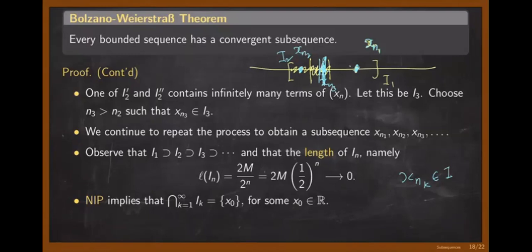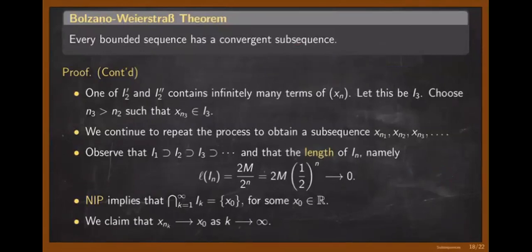So that's what we are going to do next. We now claim that xnk converges to x naught as k approaches infinity. If we are able to do this, we are done, because from a bounded sequence, we will have constructed a convergent subsequence.